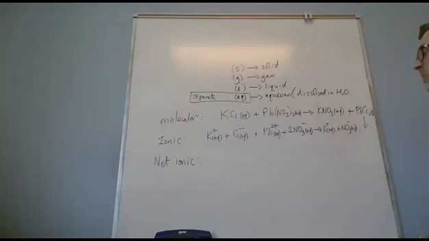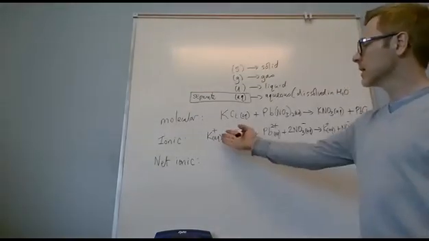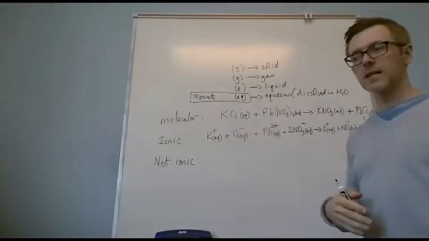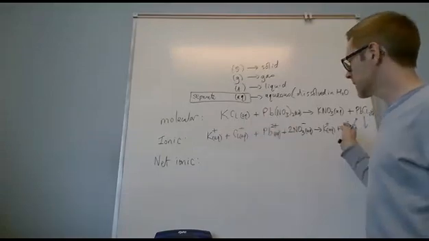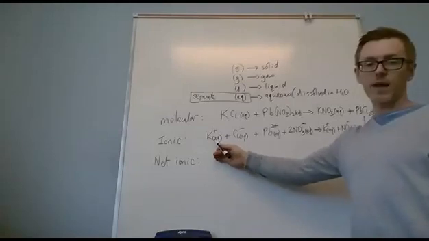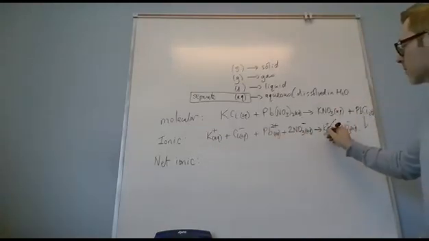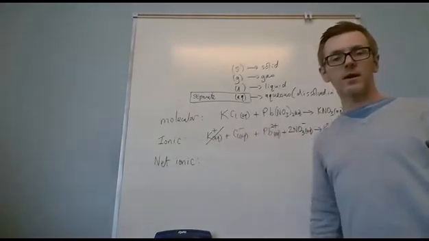It wouldn't form ions. The net ionic equation, you look at your ionic equation and you cancel any species that looks identical on both sides. So we notice on the left we have K plus. We have exactly the same thing on the right, so we cancel them. These are called spectator ions.